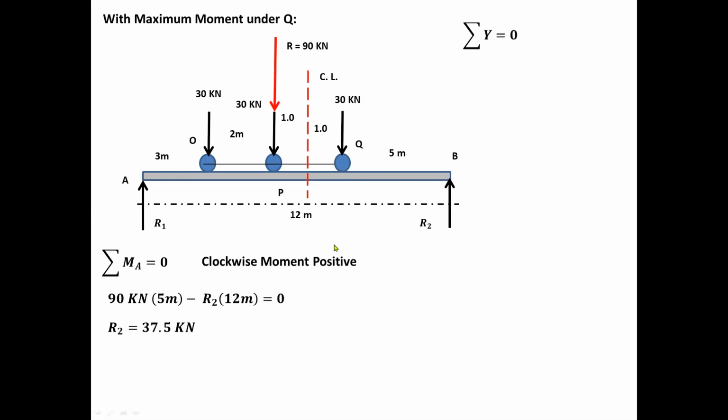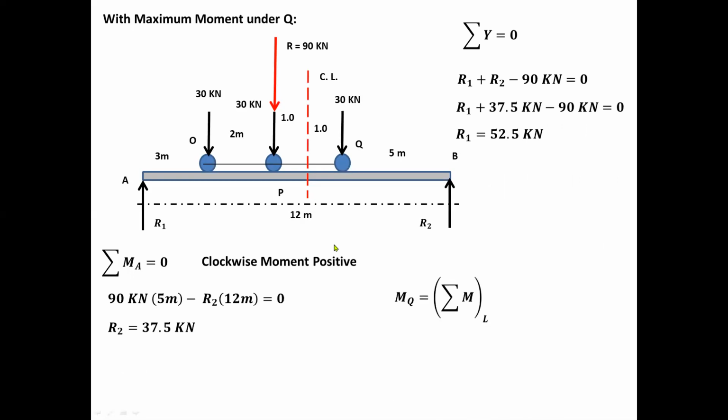And then, summation forces vertical. R sub 1 plus R sub 2 minus 90 kilonewton is equal to 0. Ang value ng ating R sub 1, 52.5 kilonewton. And then, try na natin i-calculate ang ating MQ equal to summation M from left. MQ is equal to 52.5 times 7. Dahil ang R1 is 52.5, multiply natin yan ng 7.